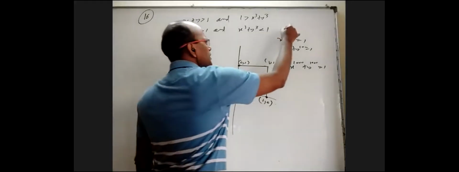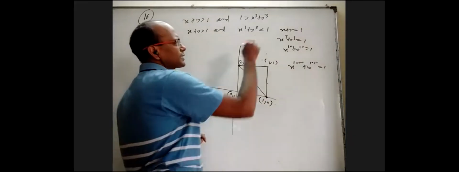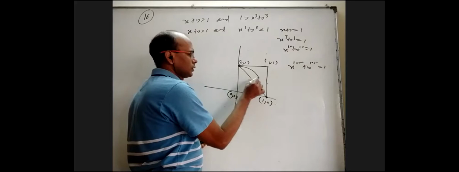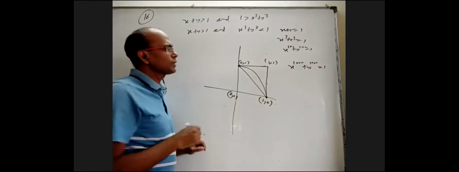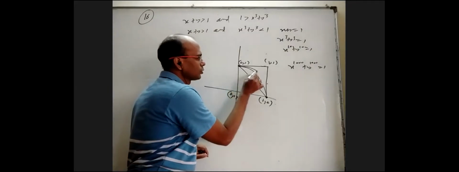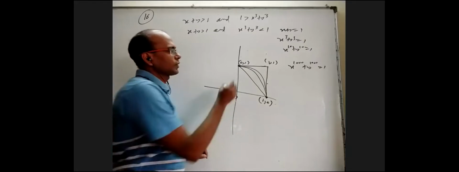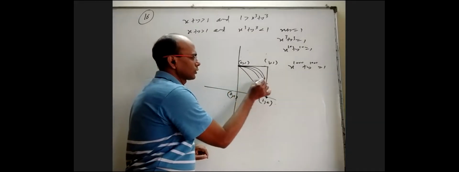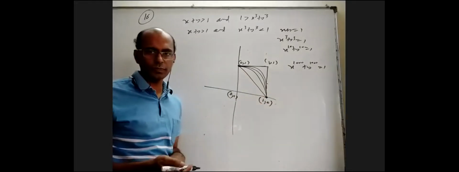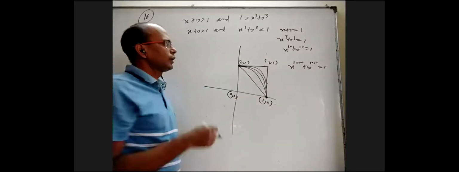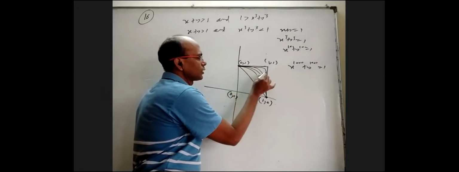When you take x plus y equal to 1, it is this line. When you take x square plus y square equal to 1, it is this circle, quarter circle. When I take x cube plus y cube equal to 1, it is a little more curve like this. When I take x power 4 plus y power 4, a little more curve like this. Because all has to start here, all has to come here, all are decreasing functions between 0 to 1. When I take 8, 9, 10, when I take 1000, it will be almost like a square, it will be like this.